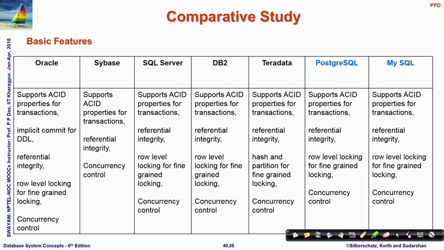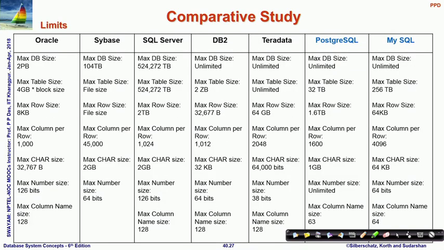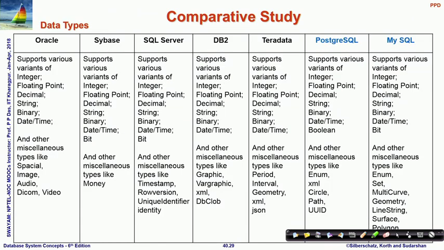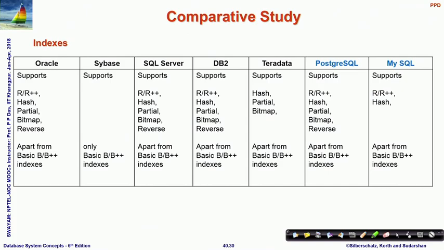There are different such features. The basic features are compared here. I have compiled different limits of different database systems here. So, you can see in terms of maximum row size, columns per row and so on and so forth, how they differ. So, if you are making a choice in terms of what database you will use, you can use this information. This talks about tables, views, the type systems, what kind of typing is used, and the different data types that are used are given here.